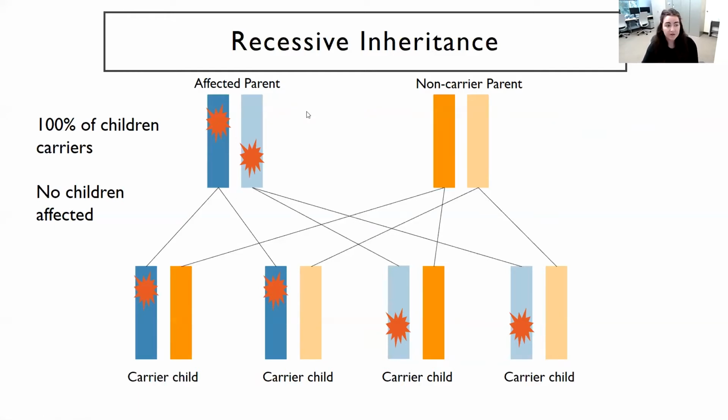But if we're assuming that we're not, an affected parent will have all of their children be carriers of a recessive disease. So they would be carriers in this example of SMA, but they would not have children with SMA unless their partner is also a carrier. So we say 100% or all children of someone with a recessive disease will be carriers, but they will only have symptoms if their other parent is also a carrier.